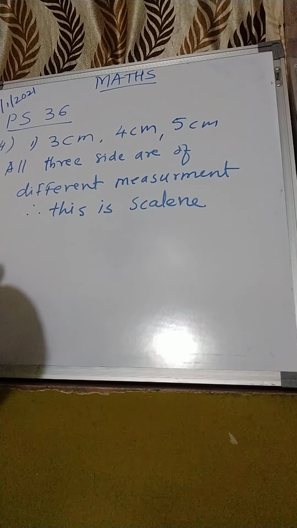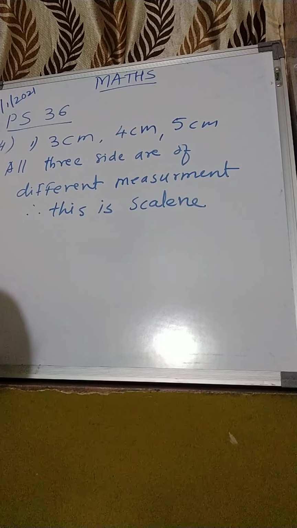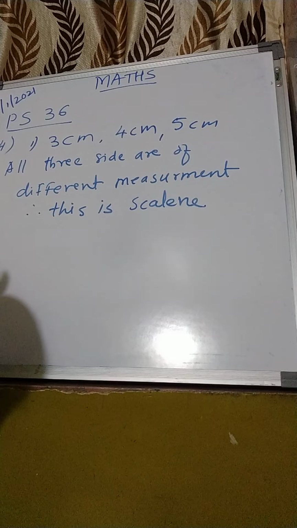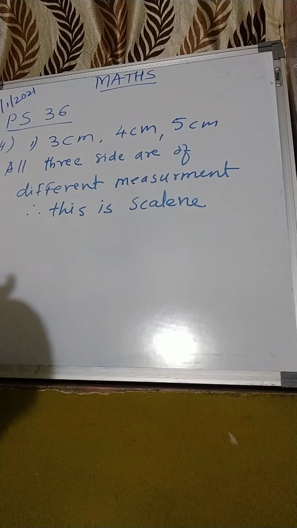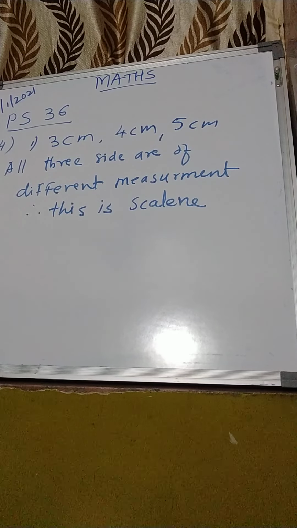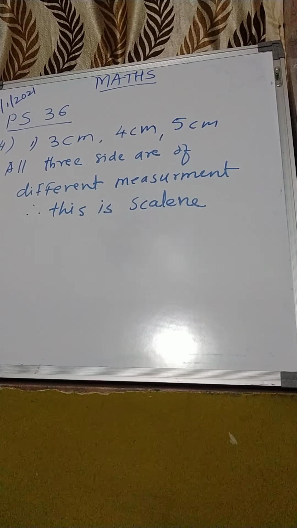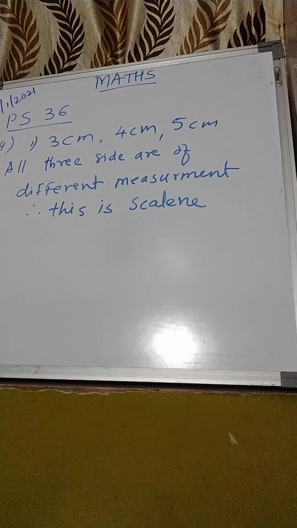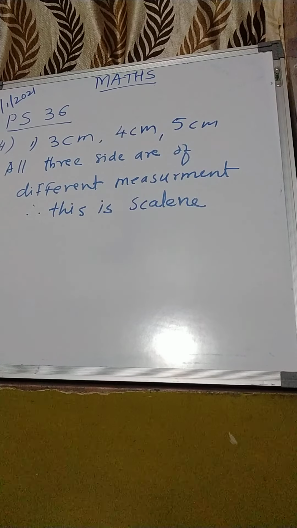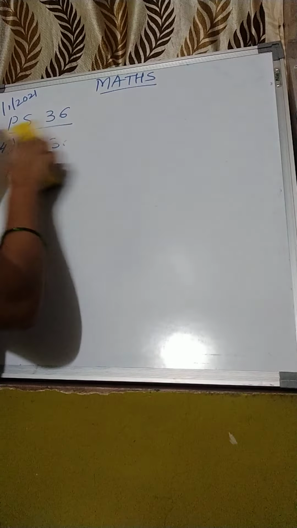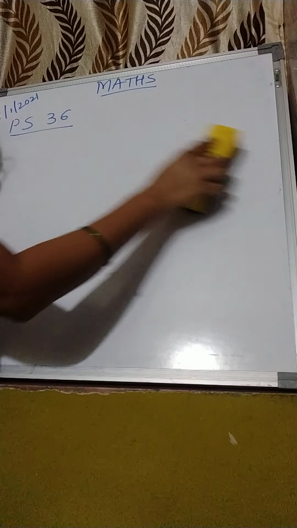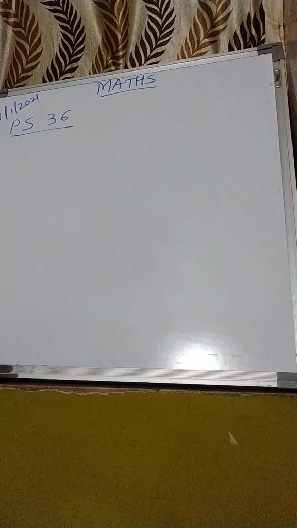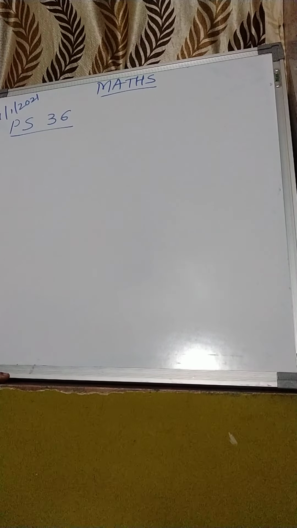Let's move to the next one. The lengths of 3 segments are given for constructing a triangle. Say whether triangles with these sides can be drawn. Give reason for your answer. As we know, the property of triangle is that the sum of the lengths of two sides of a triangle is greater than the length of the third side, right?